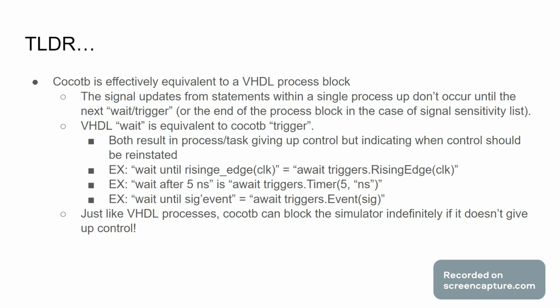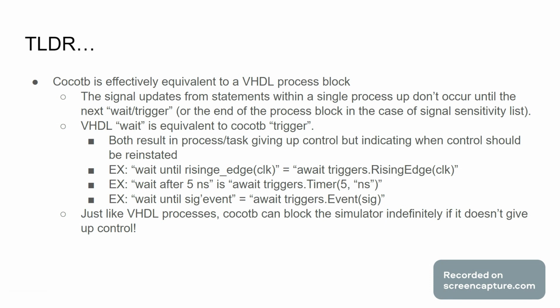So wait is equivalent to a cocotb trigger. Both result in the process or task giving up control, but indicating when the control should be reinstated. Really, this should be when the task should get rescheduled. An example: wait until rising edge clock is equivalent to await triggers dot rising edge clock. Wait after 5 nanoseconds is await triggers dot timer. Wait until sig tick event is equivalent to await triggers dot edge. I need to make a note to fix that, but this really should be edge, not event.